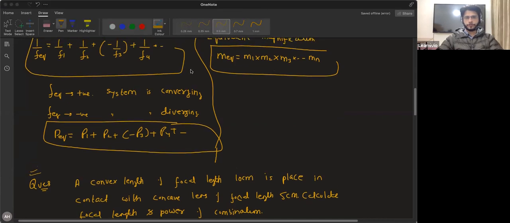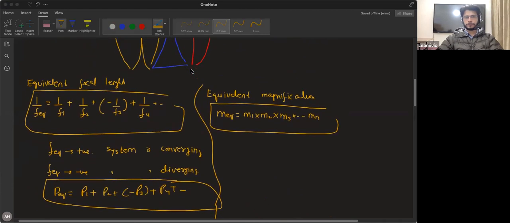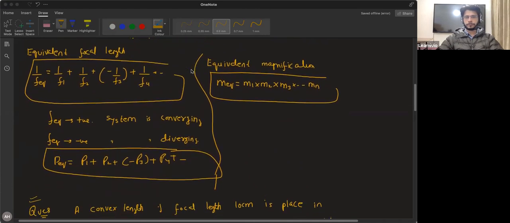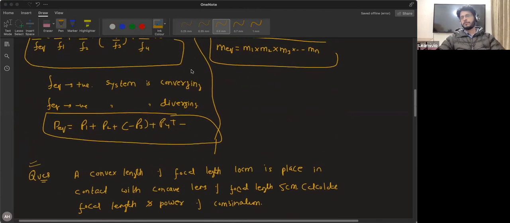Yes, Akshay. Done. Answers. See the formula based thing. You have f1, f2. You just have to calculate the equivalent focal length.